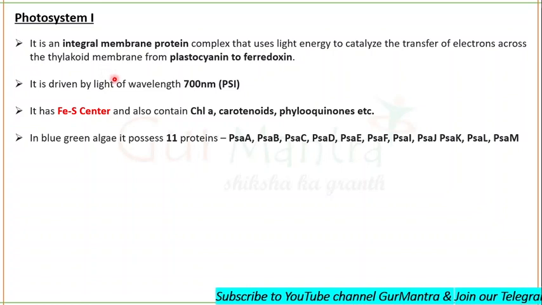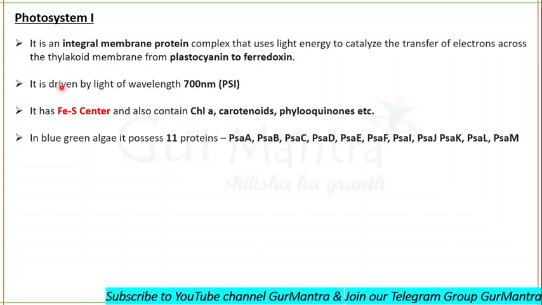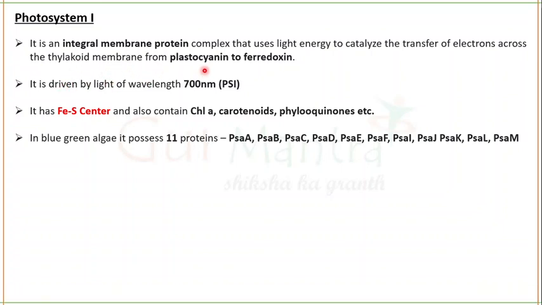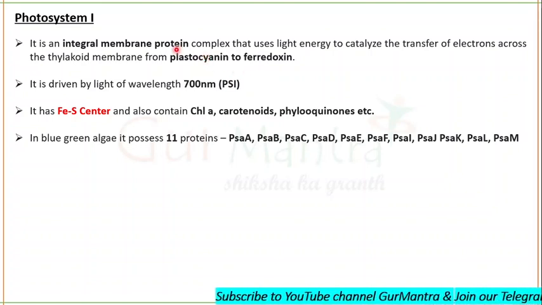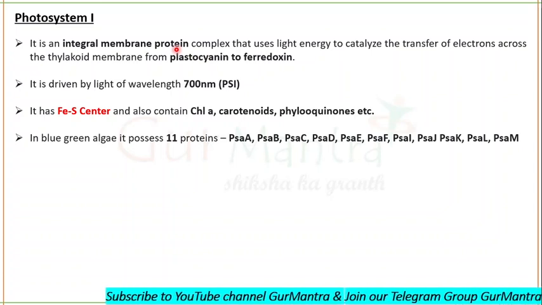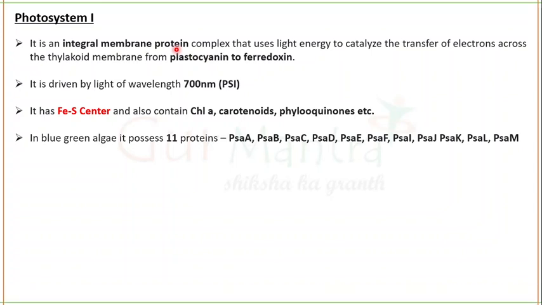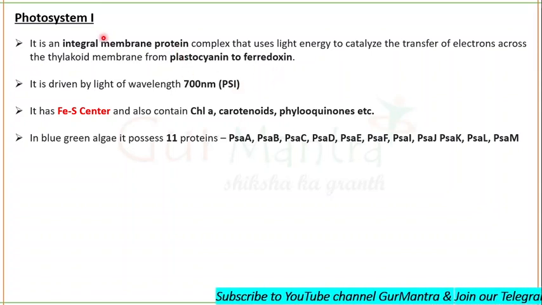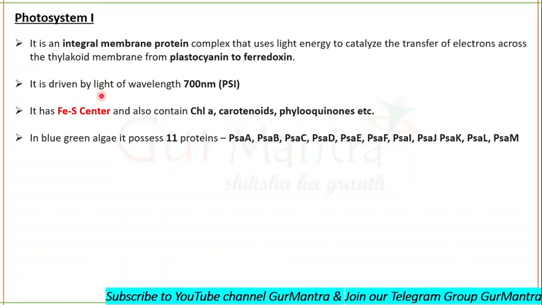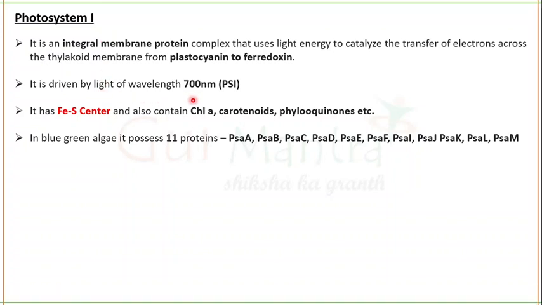So across the thylakoid membrane there will be the transfer of electrons from plastocyanin to ferredoxin. Do not forget it, that photosystem 1 is an integral membrane protein which will be catalyzing the transfer of electrons across the thylakoid membrane, but from plastocyanin to ferredoxin. So it is driven by light of wavelength 700 nanometers.